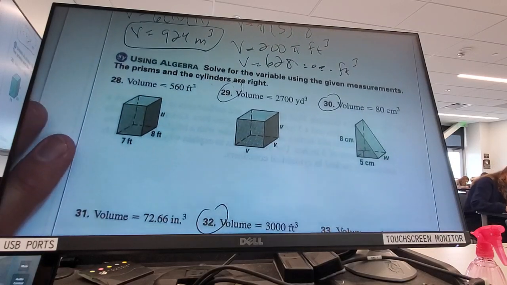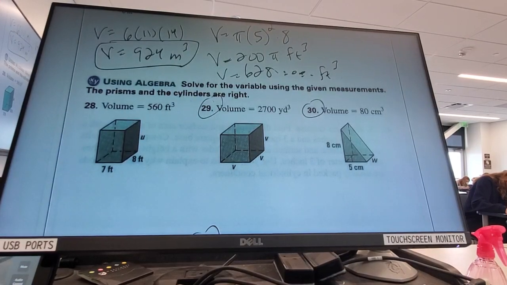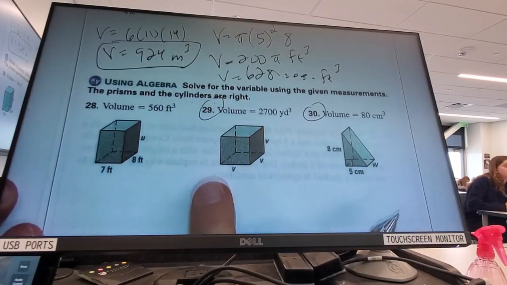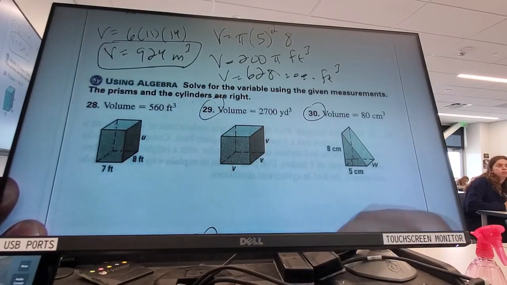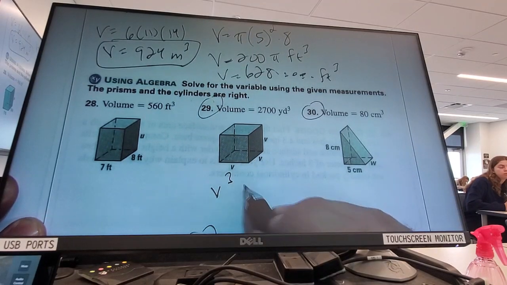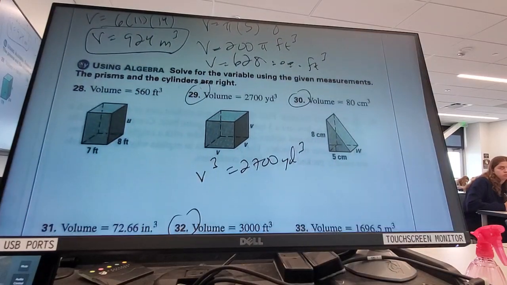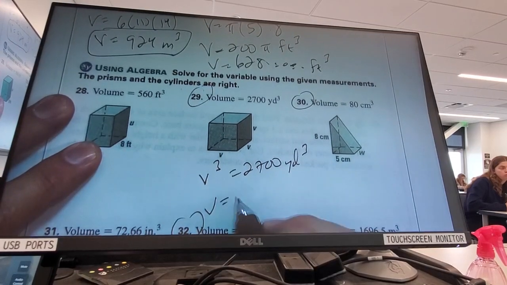These, of course, are everybody's favorite. But if you just write the formula first, what would the volume of a cube be? V cubed, and that's equal to 2,700 cubic yards. So then how do I solve for V? Cube root.